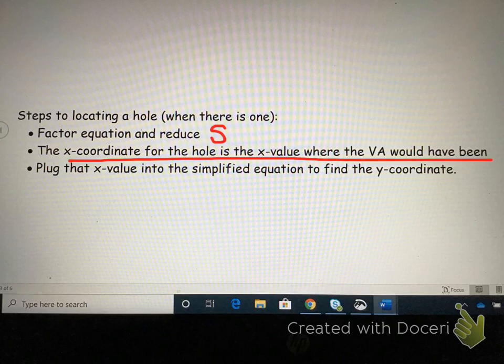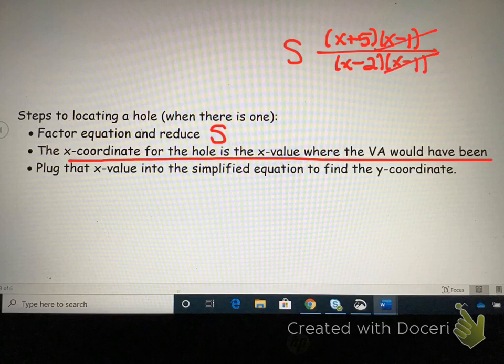Okay, so let's say that we had an equation that had already been factored, and I had x plus 5, x minus 1, and x minus 2, x minus 1. So it would be the x minus 1 that would cancel. And so that means for this second step right here, x equals 1 would be the x-coordinate for our hole, because x equals 1 is where that vertical asymptote would have occurred.